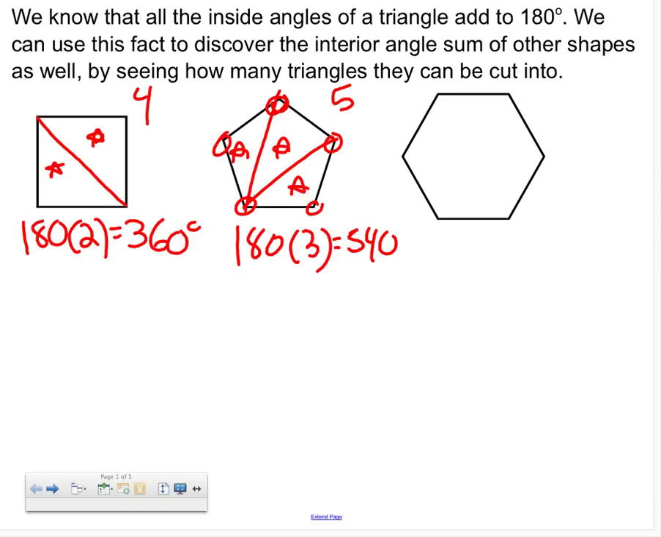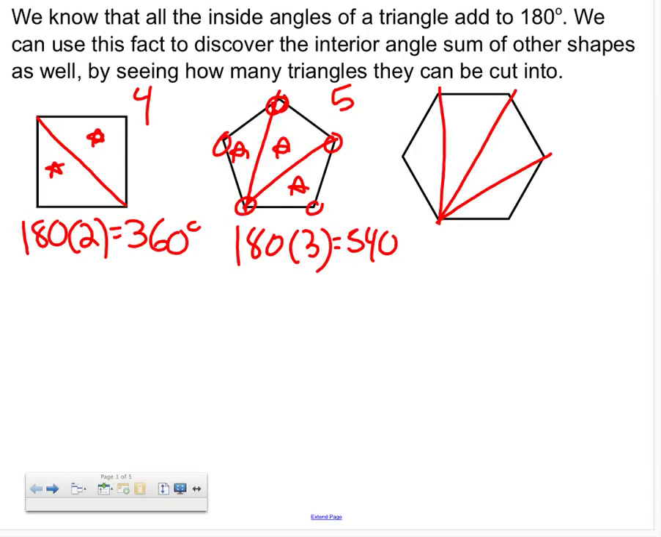The last one's a hexagon. So cut there, cut there, cut there, and that's about as many cuts as I can make. Now again, this isn't the only way you can cut these shapes. It's just one style of cutting them. But no matter what you do, you're always going to end up with the same answer.